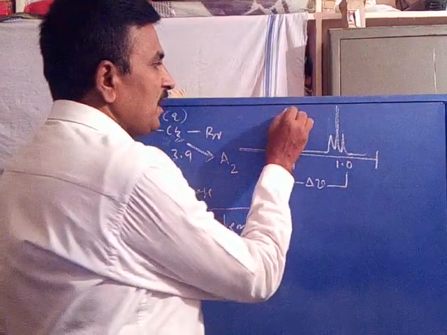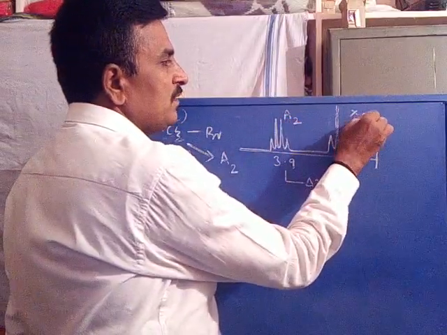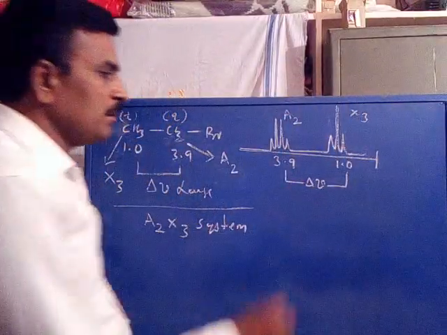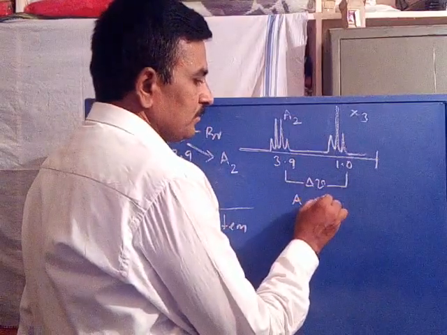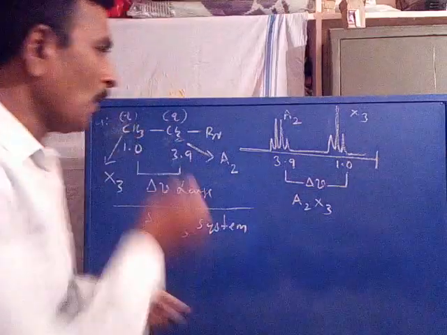A2X3 system. This is the A signal, this is the X signal. A has 2 protons, X has 3 protons. So the whole becomes A2X3, A2X3 system.